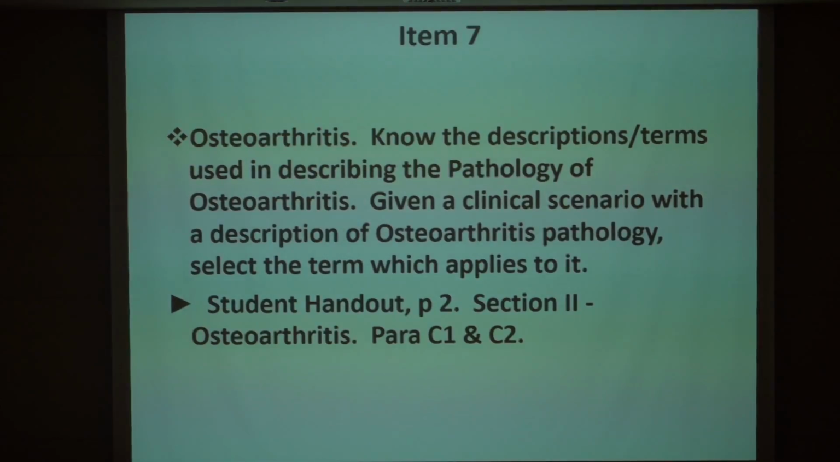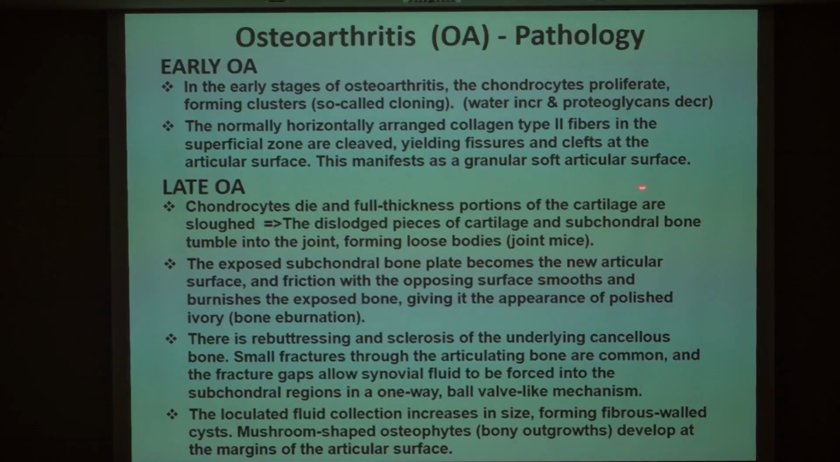Then we went into the musculoskeletal system. Regarding osteoarthritis, I want you to know the descriptions and terms used in describing the pathology of osteoarthritis. Basically, this is the paragraph that's on the slide and is also in your notes. In early osteoarthritis, you basically get the chondrocyte proliferation forming clusters, which is called cloning.